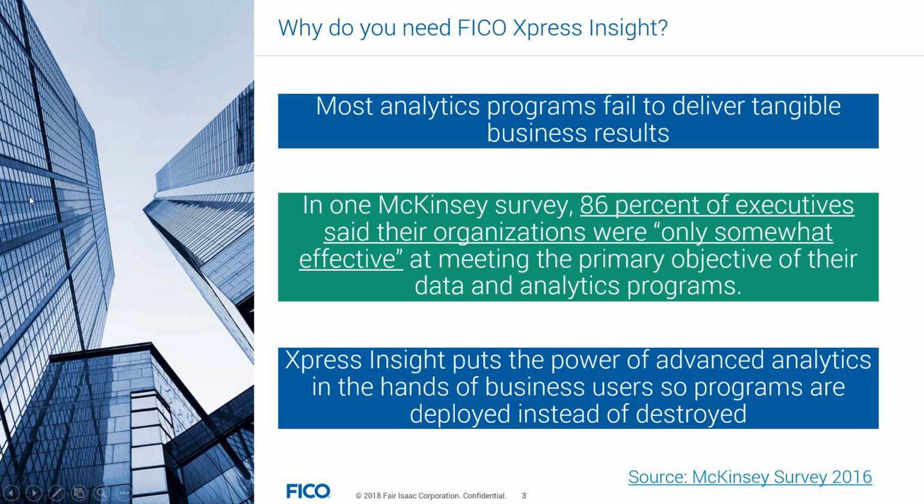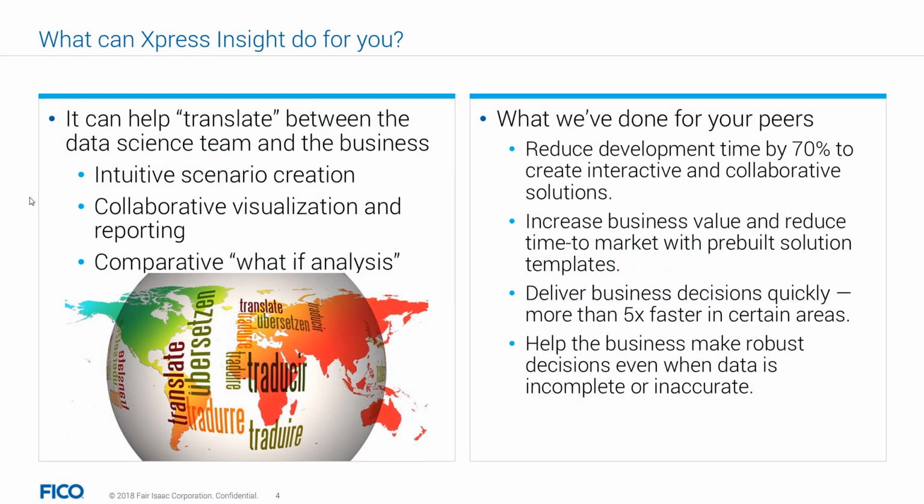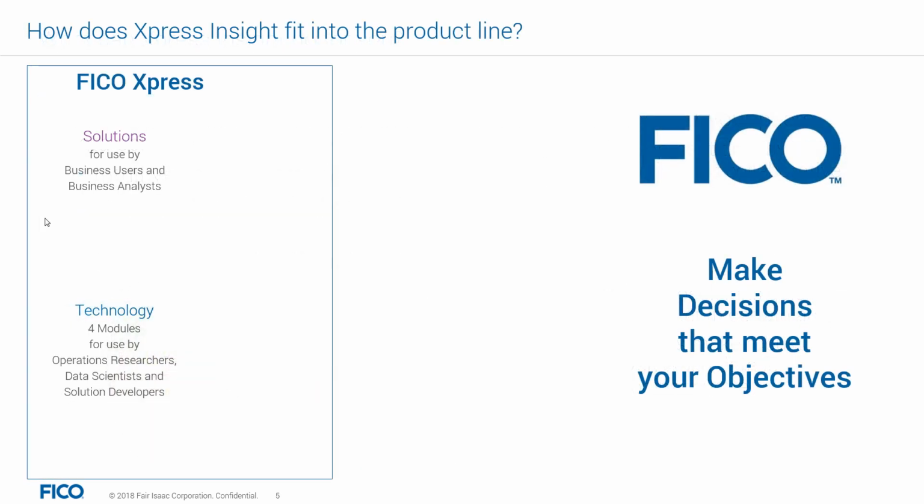What can Xpress Insight do for you? Xpress Insight can help translate between the technical team and the business team. It can help business experts with intuitive scenario creation, collaborative visualization and reporting, comparative what-if analysis. As a matter of fact, it can reduce development time by 70% to create interactive and collaborative solutions and help you deliver business decisions quickly, more than 5 times faster in certain areas.